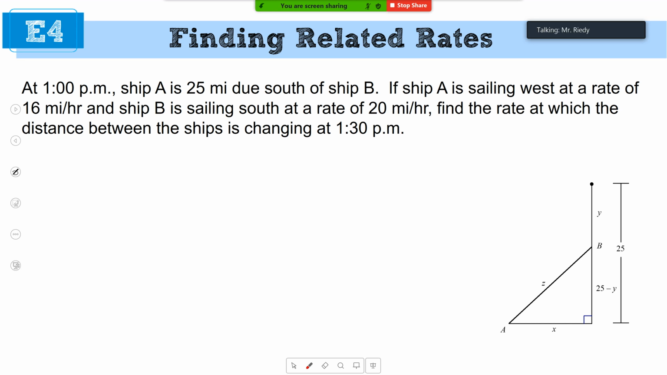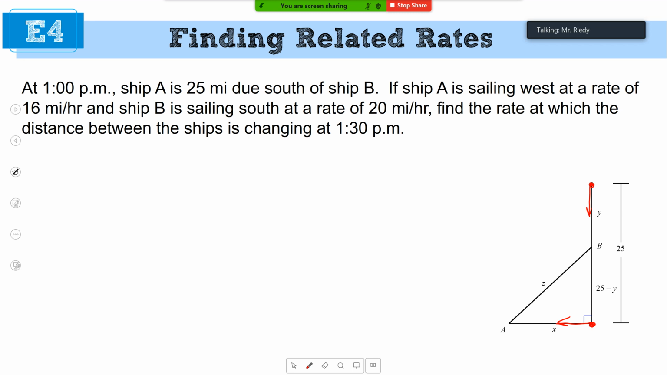We got some ships. And I'm assuming that you all know the difference between north, south, east, and west. Okay, never eat soggy waffles. And at 1 o'clock, ship A is 25 miles due south of ship B. Ship A is starting here, and then it starts sailing west. So I chose to call that direction X. Makes sense, it's horizontal. While that's going on, ship B starts up here and starts sailing south to where A used to be. Okay, so the ships are doing this.